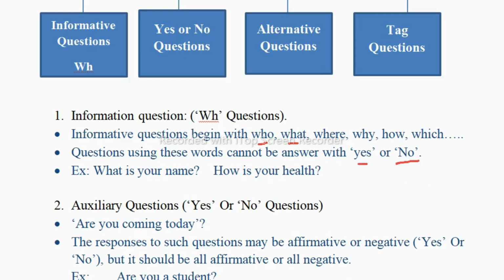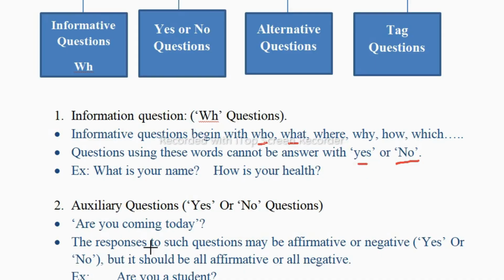Whenever you are asking a question to someone, or someone asks a question to you, you have to give a full answer. For example, what is your name? You have to say a full answer, my name is so and so. And how is your health? Here you have to give a full sentence, I am good, I am better, whatever. So it's a very simple informative question with a WH word, where you have to answer in a full sentence.